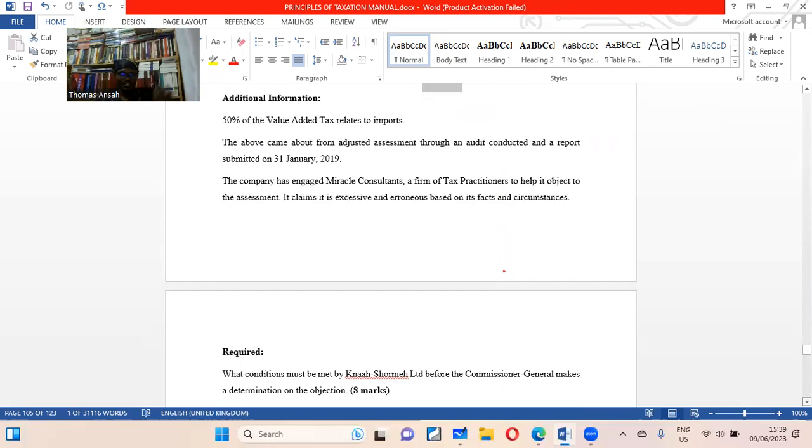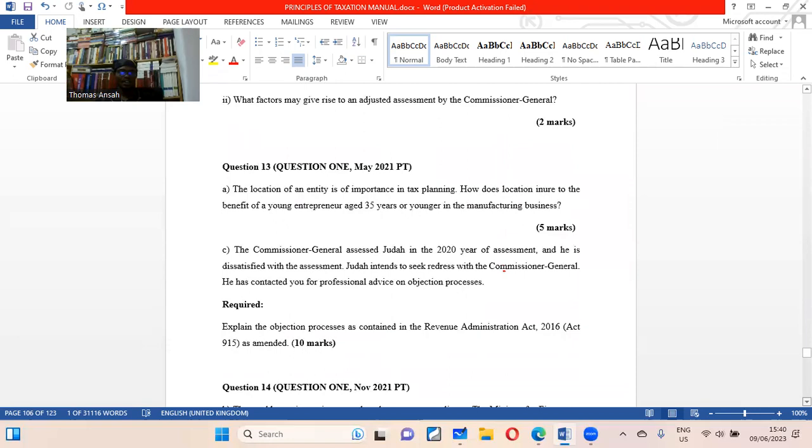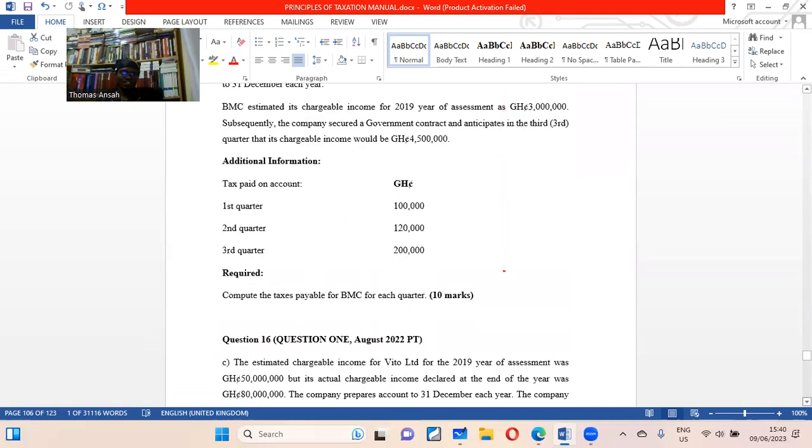So that is what constitutes a tax return. That is the form that has the information. So all these are the questions that you see. I think they keep coming every year and every year. So you have to be very, very careful.